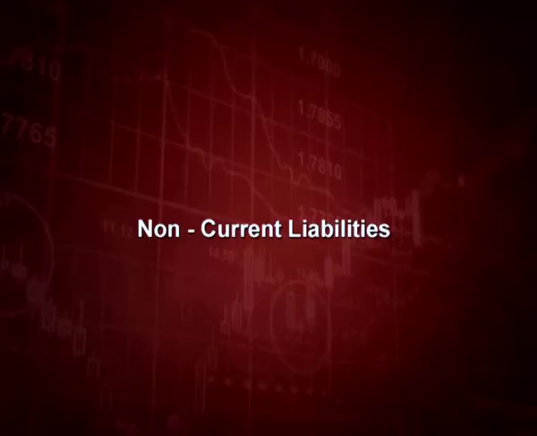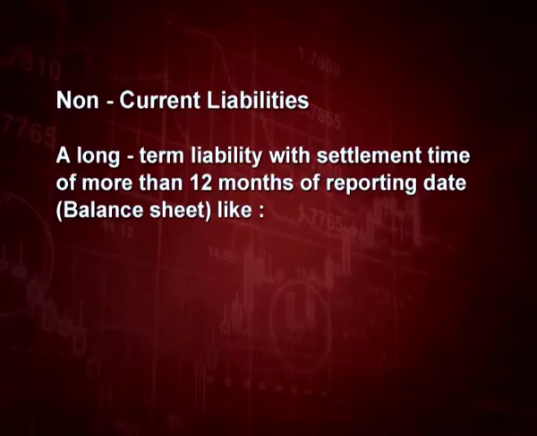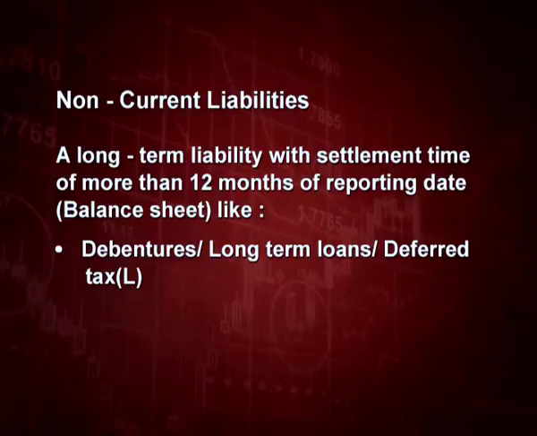To start with, the first point is non-current liability on the liability side. Previously we discussed share capital, and now we are discussing non-current liability. As the name suggests, it is a long-term liability with a settlement time of more than 12 months from the reporting date, that is, the balance sheet date. If we are going to settle a liability after 12 months from the date of the balance sheet, it is called a long-term liability, that is, a non-current liability, like debentures, long-term loans and deferred tax.